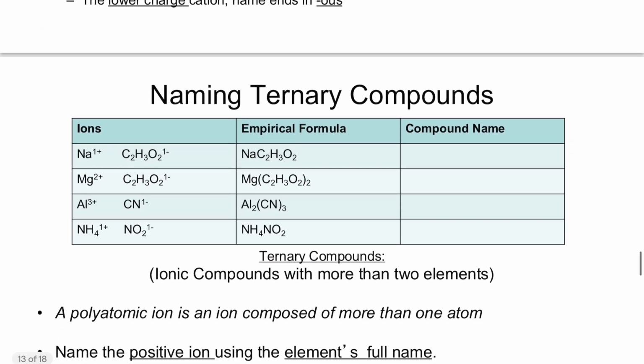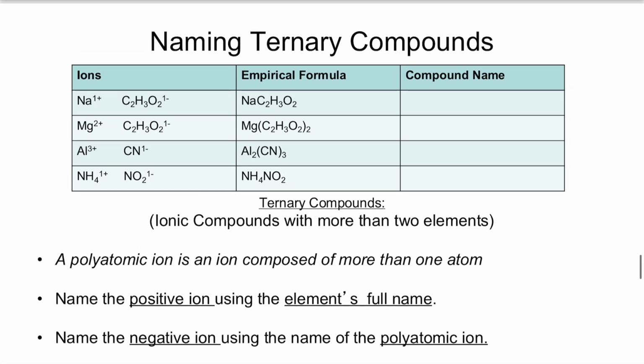Lastly, let's talk about naming ternary ionic compounds. Ternary meaning ionic compounds that have more than 2 elements. If they have more than 2 elements, they involve what's called a polyatomic ion. And a polyatomic ion is an ion composed of more than 1 atom. So when you write the names for these, the cation, the positive ion, just keeps the element's full name. For example, with this first one, Na is sodium, so we still write sodium.